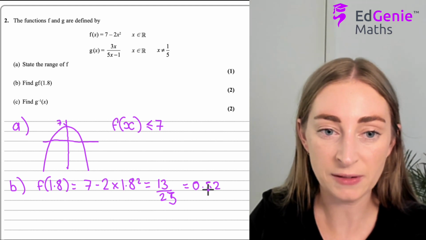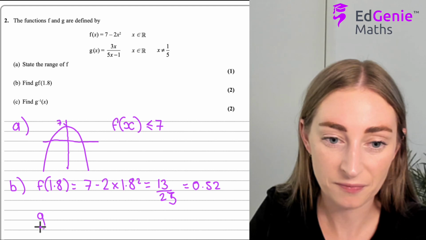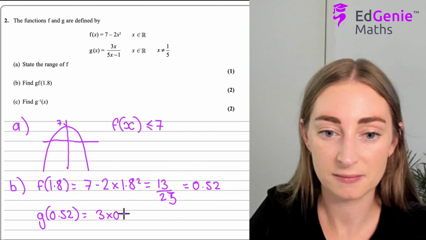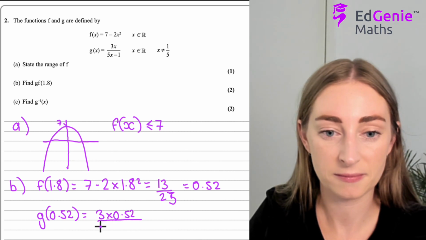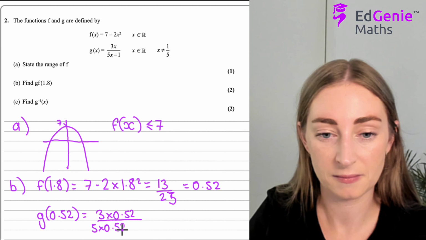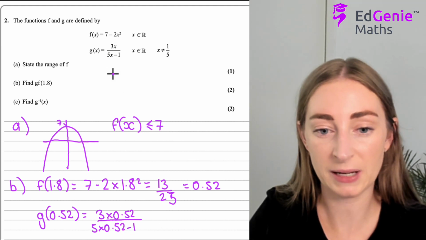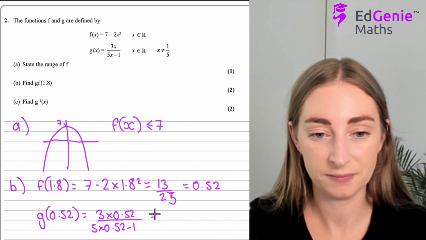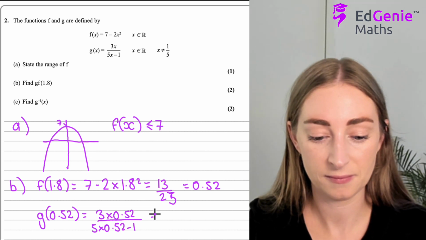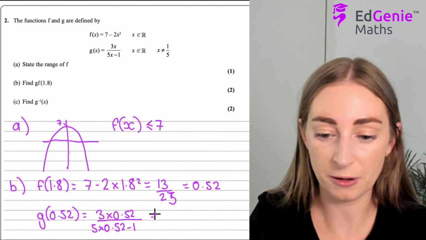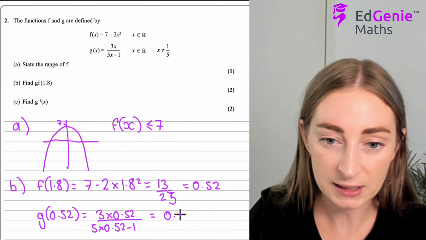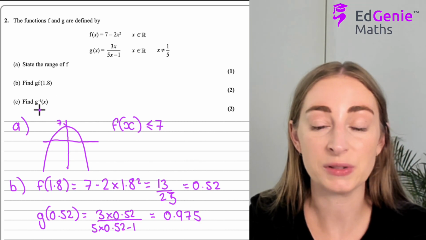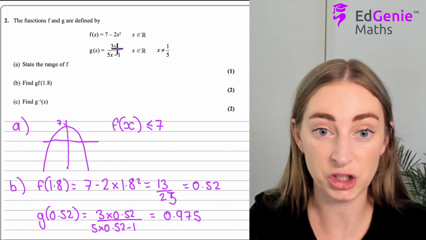Then I want to substitute this value into the g function. Okay, can you see how I substitute it in place of x here? Put this whole thing into my calculator. And I have got 0.975.